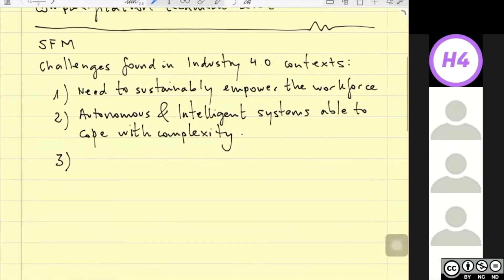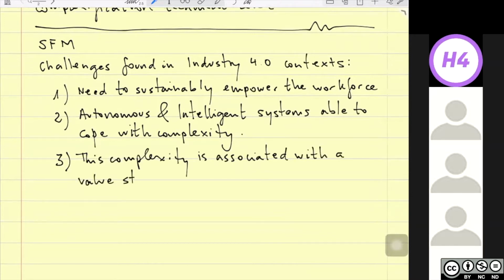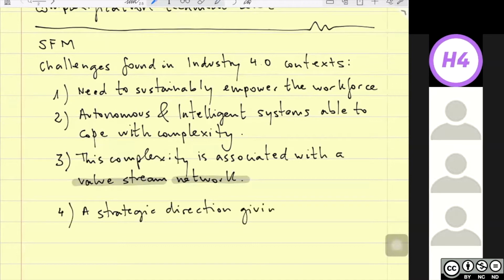Number 3 is that this complexity is associated with a value stream network. Both concepts we already know, both the value stream and the network. Okay. And in order to achieve that, we need a strategic direction-giving paradigm that creates alignment.